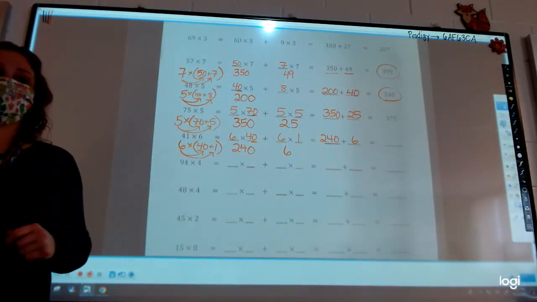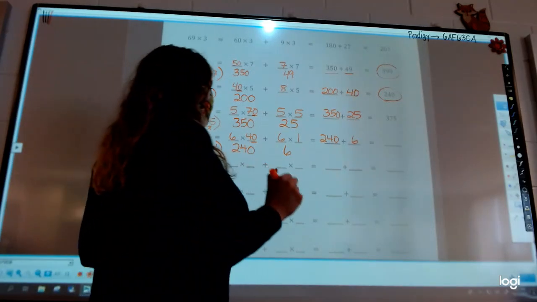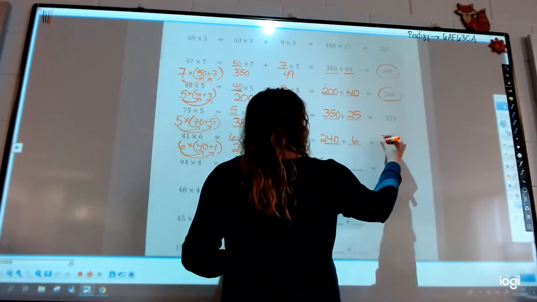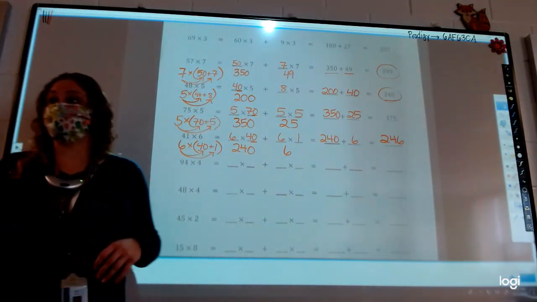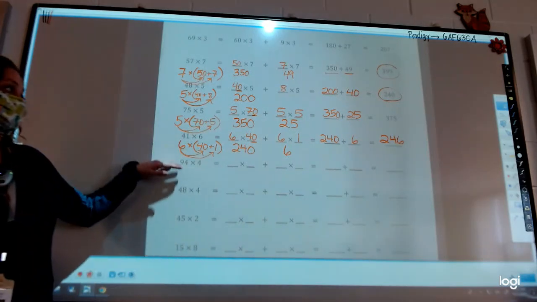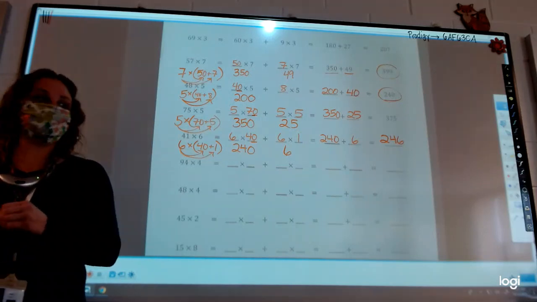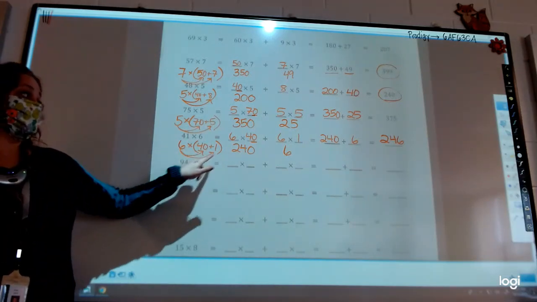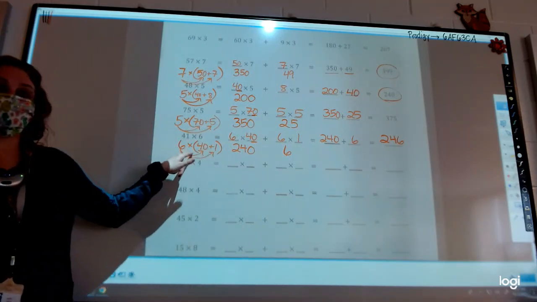What will my final answer be? Chloe? 246. Good job. All right, any final questions before we are turned loose to finish? Okay, so I'm going to be grading the ones at the bottom very carefully. So make sure you show me all your work. This step I think is very helpful for you all. If you don't do it and make mistakes, I recommend doing this again, okay?